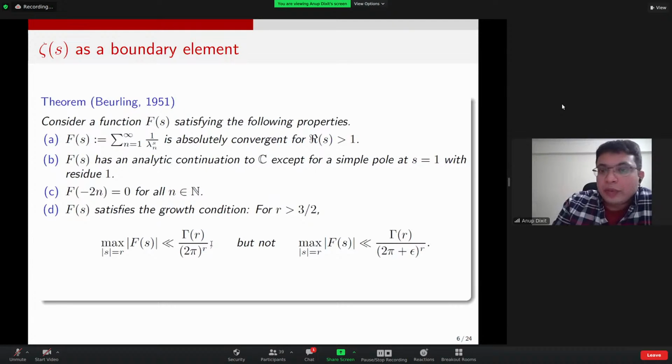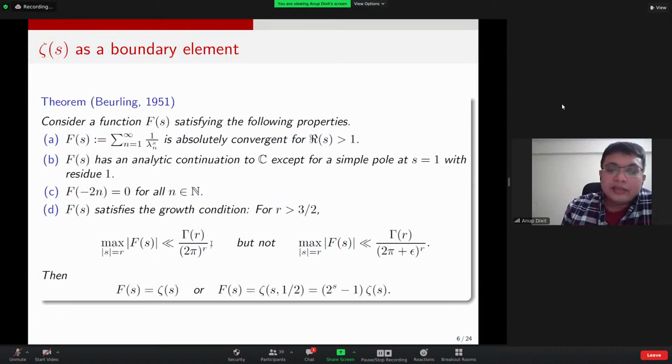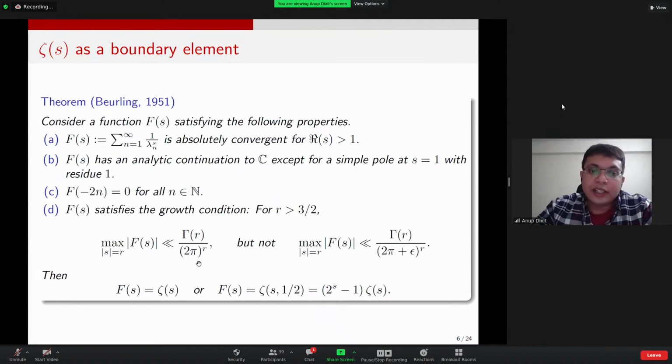Now, if all these properties hold, then in fact the function is nothing but zeta of s over 2, which is essentially the zeta function times 2 to the s minus 1. So in other words, the zeta function is uniquely determined by this growth condition as long as we have trivial zeros in place. Okay. So let me say a few more words about this theorem.